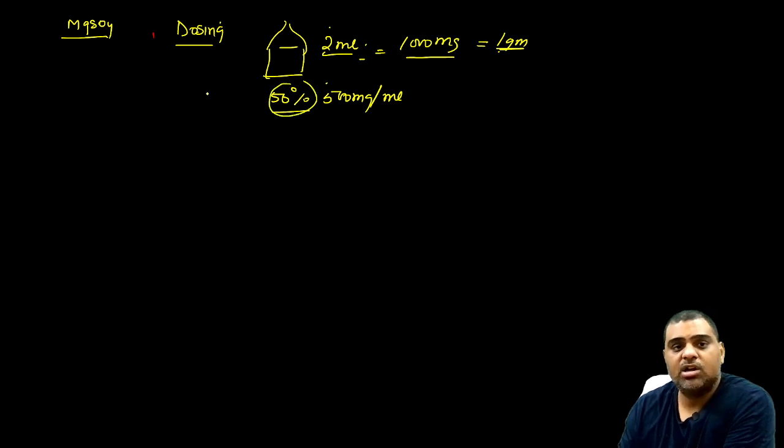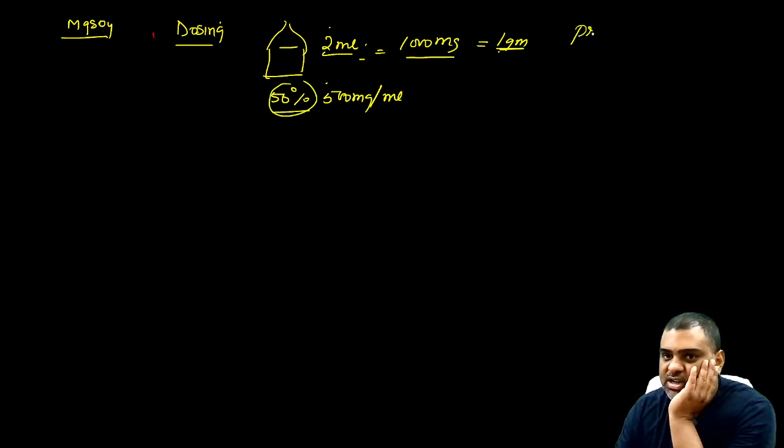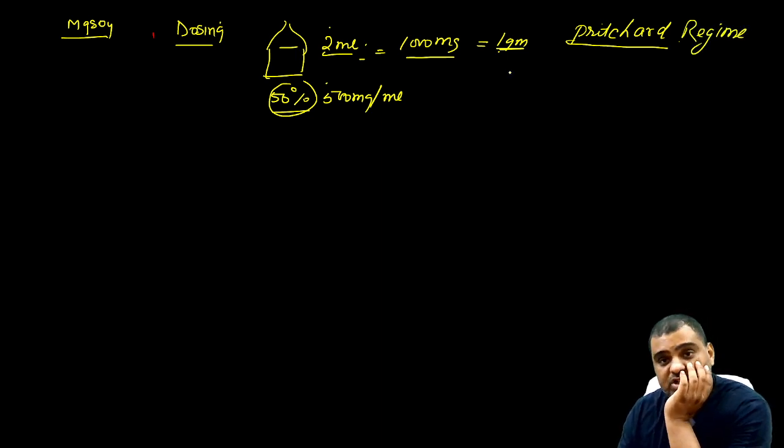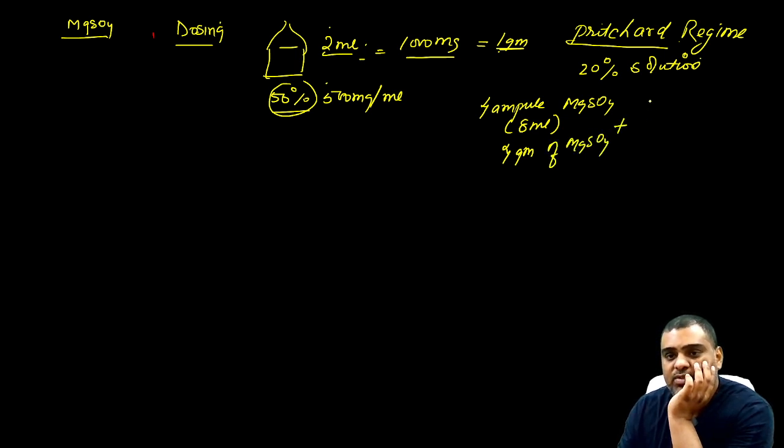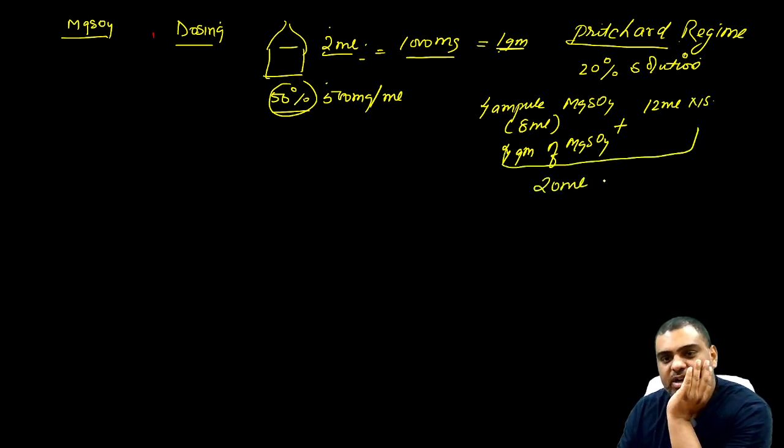Now the first way to give it is the Pritchard regime. What do you do in the Pritchard regime? Initially, you prepare a 20% solution. How do you make it? You take 4 ampoules of MgSO4. 4 ampoules means you have taken 8 ml, or you can say you have taken 4 gram of MgSO4. All are the same thing. Plus you will add 12 ml of NS. So a total of 20 ml of solution is made, and this is 20%.